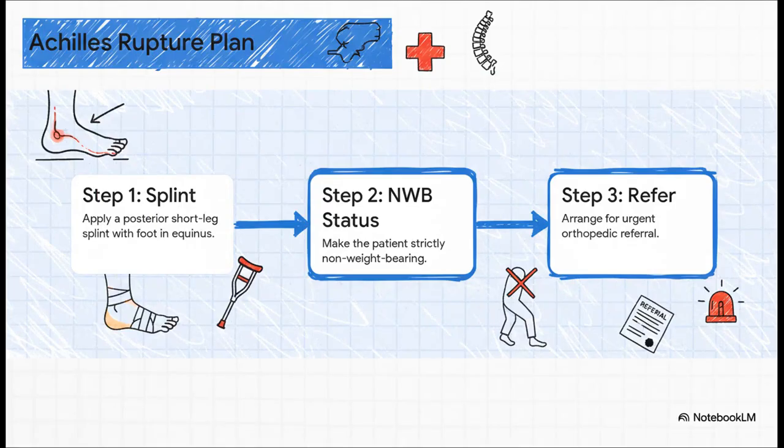Management here is urgent and has 3 non-negotiable steps. 1. Splint them immediately. You use a posterior short leg splint, and you have to put the foot in what we call equinus, which basically means pointing the toes down, to take the tension off the tendon. 2. They are strictly non-weight-bearing. Crutches, no ifs, ands, or buts. 3. You get them an urgent orthopedic referral.